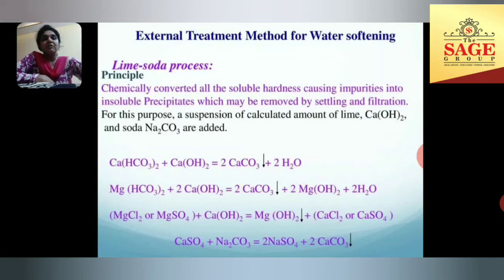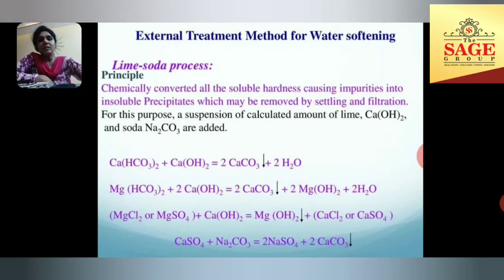It means that we add lime and soda to the water which is to be softened. This lime and soda react with all the hardness causing salts present in water and convert them into precipitates. You know very well the hardness was dissolved in water. When lime and soda react with this hardness, it forms precipitates and these precipitates settle down. Now when these settled precipitates are removed, our water gets softened. So this is the basic principle of the lime soda method.